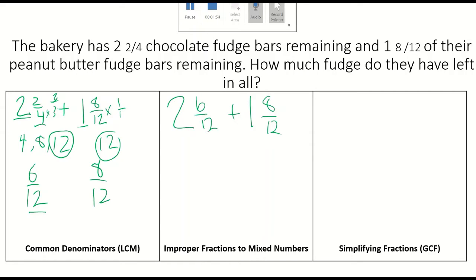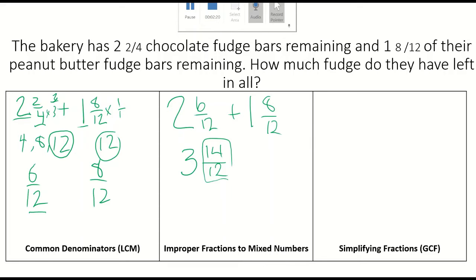When the denominators are the same, I can add the tops. I can add the numerators. So my whole number, 2 plus 1 is 3. 6/12 plus 8/12 is 14/12, which looks like a good answer, except that this is an improper fraction. 14 is greater than 12, so I have inside this fraction, I have more than one whole. I need to take that whole out.